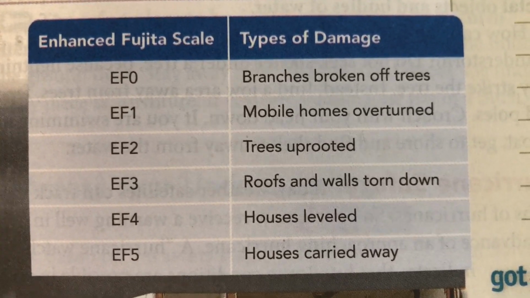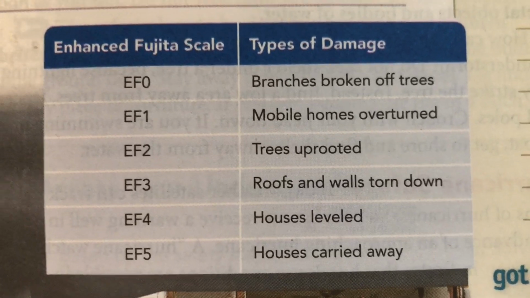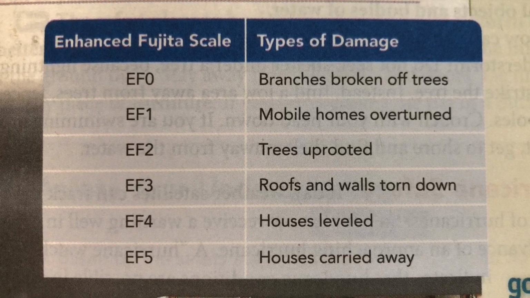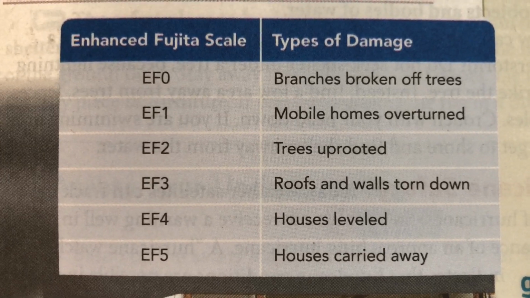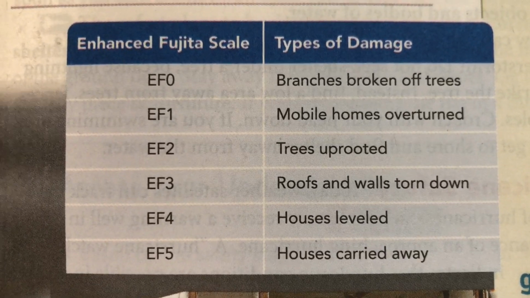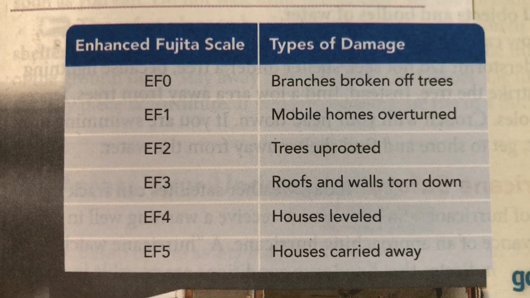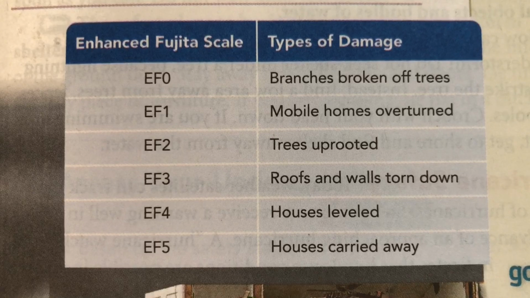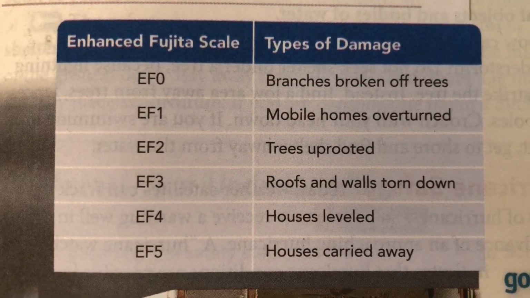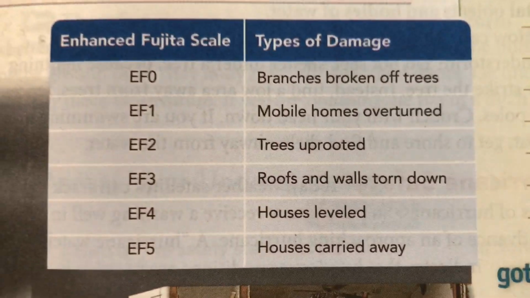EF0, branches are broken off of trees. These are the standard types of damage. EF1, mobile homes are overturned. EF2, trees are uprooted. EF3, roofs and walls are torn down. EF4, houses are leveled. And EF5, which is the largest, houses are carried away.